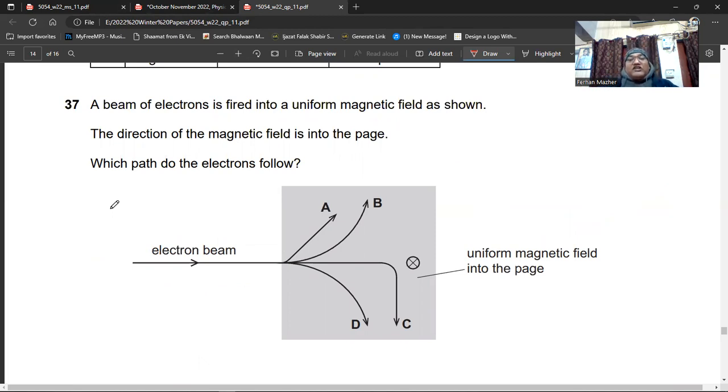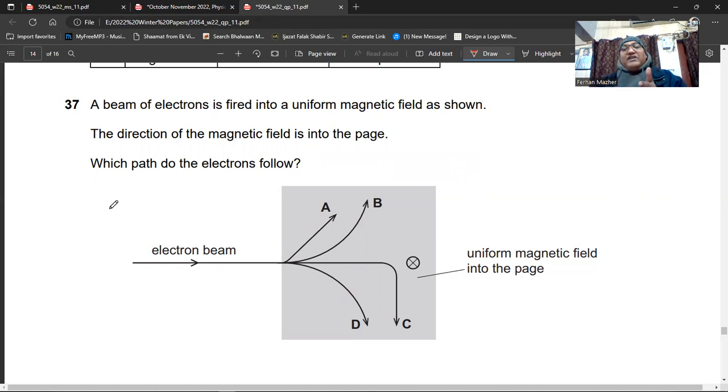So we are talking about electrons, so I will take my left hand. I will stretch my fingers for the left hand rule. FMC: the force, the magnetic field, and the current. My thumb is the force, the index finger is the magnetic field, and this finger is the current.